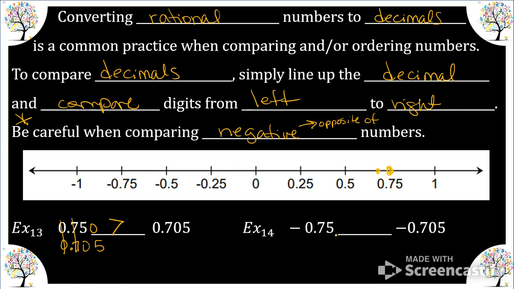Now let's look at our negative numbers. So we have negative 0.75, and we're going to compare it to negative 0.705, which is a little bit right here. And we can see negative 0.75 is to the left, therefore it is less than. Okay, now let's see how we can do this when we don't have a number line.